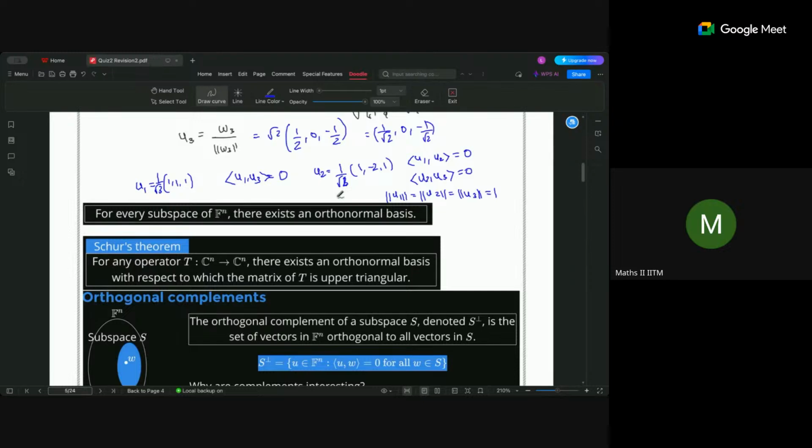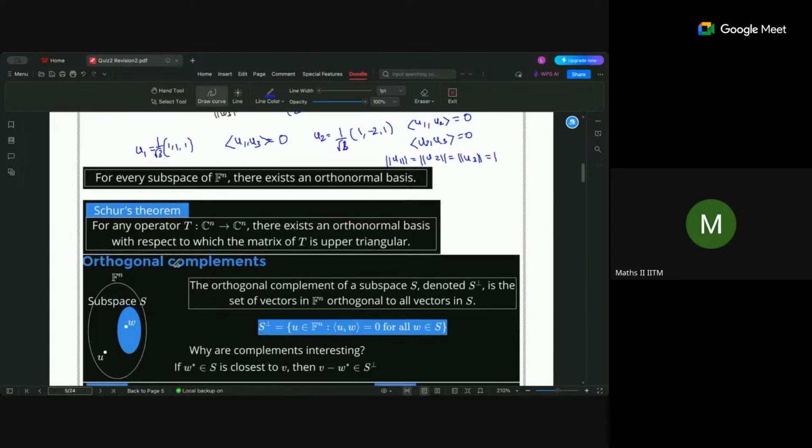So for every subspace of Fn, there exists an orthonormal basis. And for any operator T from Cn to Cn, there exists an orthonormal basis with respect to which the matrix of T is upper triangular. Okay, so this is Schur's theorem.